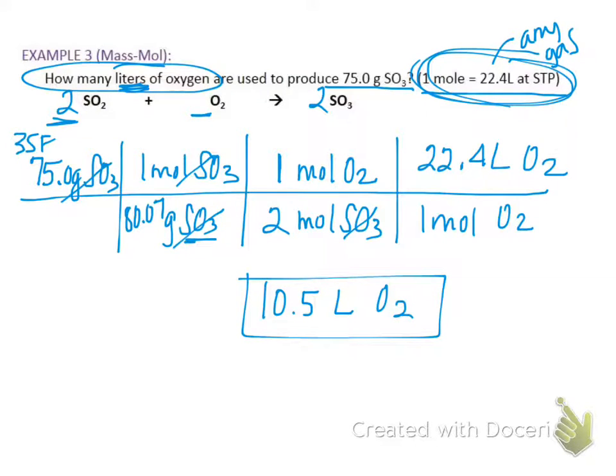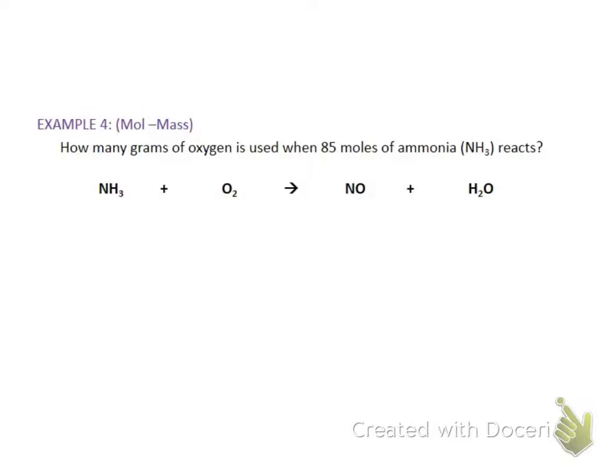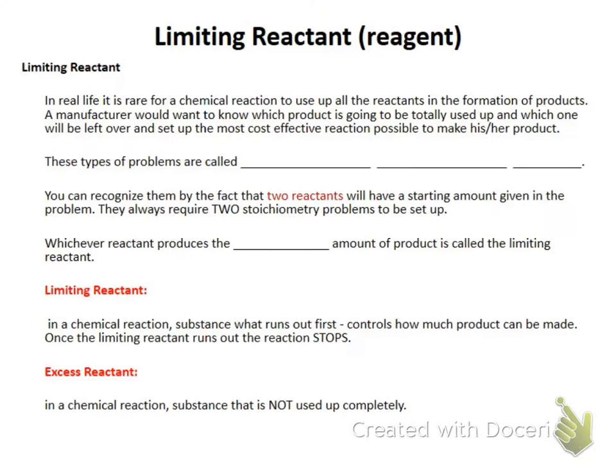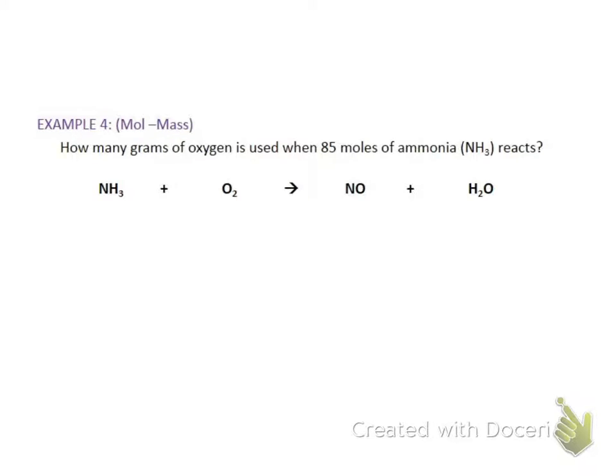All right, one more and then we are done. All right, so first things first, got to balance it. This is a hard one to balance, so I'm just going to give you this. It's 4, 5, 4, 6. All right, so how many grams of oxygen is used when 85 moles of ammonia reacts?